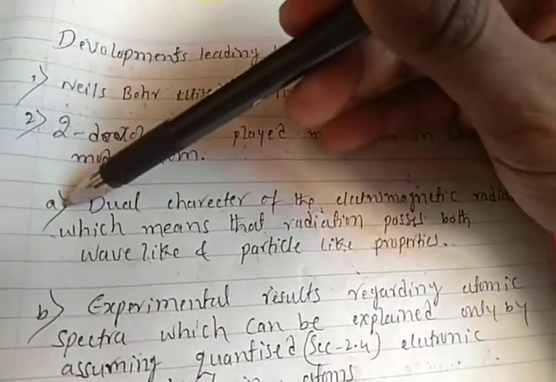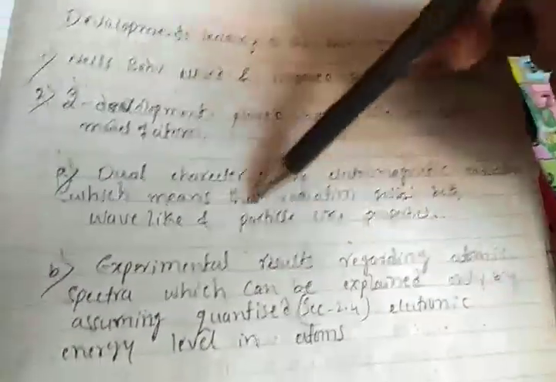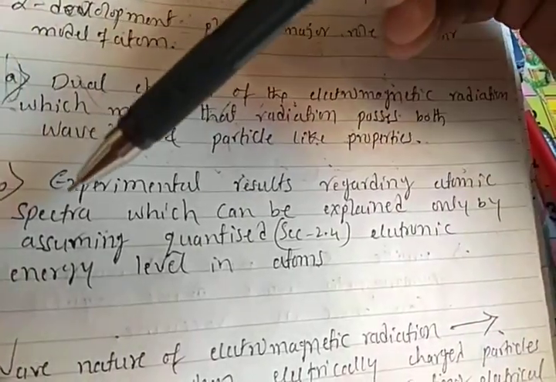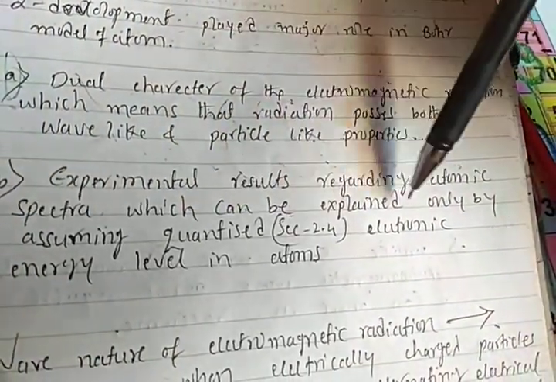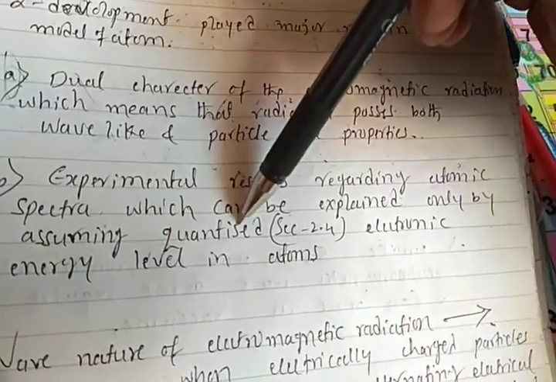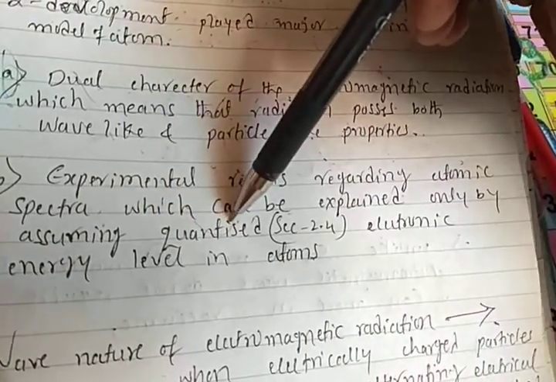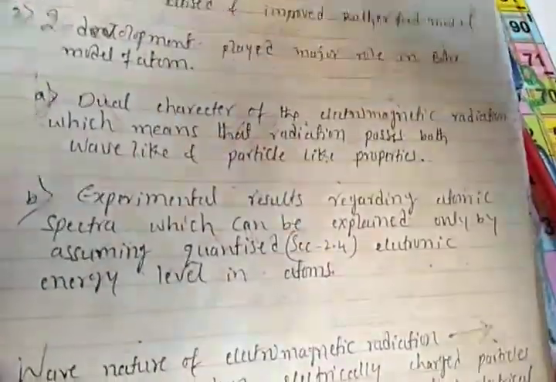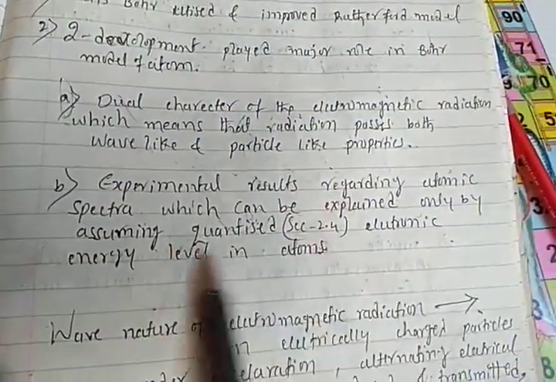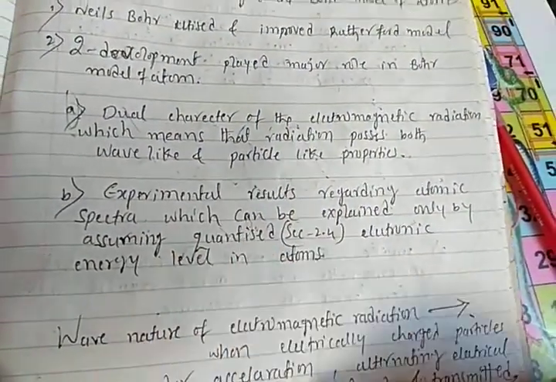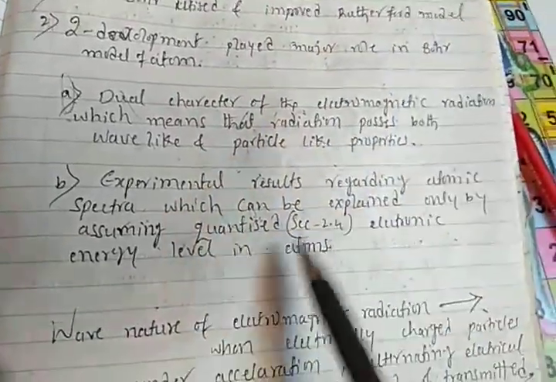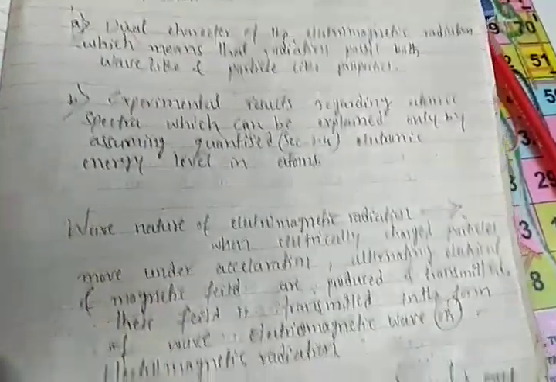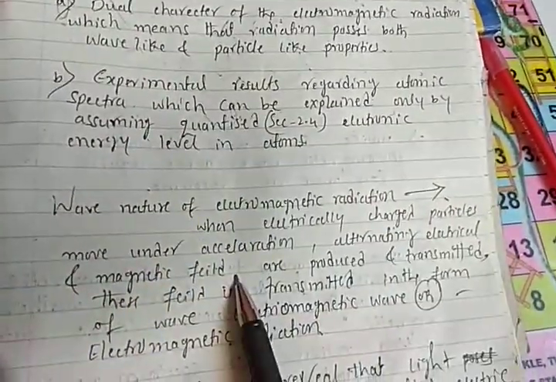This is the first property we will discuss here, students. Briefly we will discuss the second one: the experimental result regarding the atomic spectra, which can be explained only by quantization. Quantized means the arrangement of electrons in the atom, the electronic energy levels of the atoms. So the experimental result explains that the arrangement of electrons in the atom is quantized. Right, students? Later we will discuss the first, what is electromagnetic radiation.